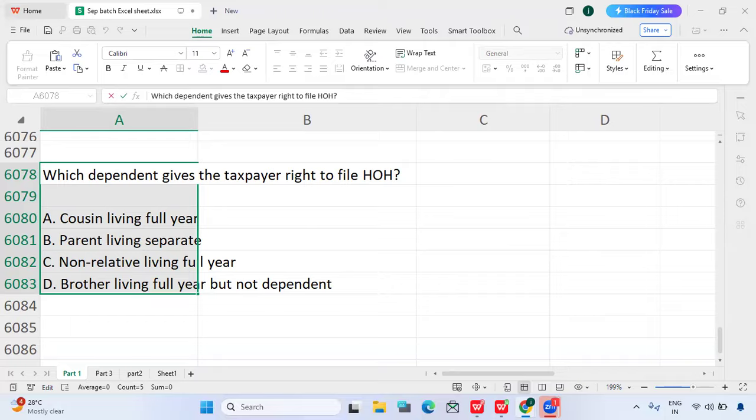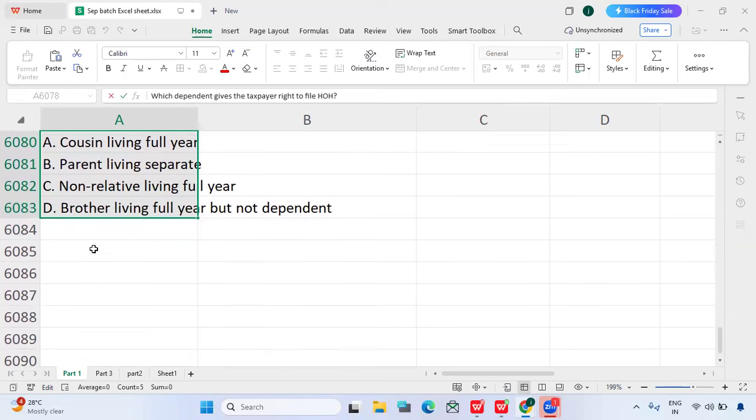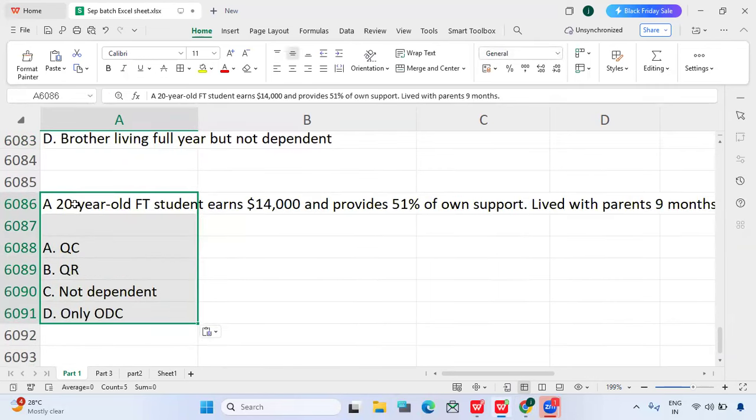Guys, we have discussed this point in HOH. Just revise the HOH. We have a list of relatives, so cousin is not allowed. Parents, yes. Non-relative living full time, we cannot claim HOH, the person should be a relative only. Brother living full year but not a dependent, so brother should be a dependent, then only we can. So option B. Make sure to see the qualifying HOH relative list.